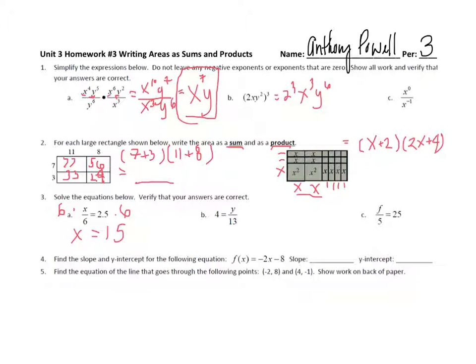Alright, number 4 says find the slope and the y-intercept for the following equation. f of x equals negative 2x minus 8. And it wants to know what the slope is and what the y-intercept is. Well, this is review, but just to refresh your memory, this is in the y equals mx plus b form, where m equals your slope and b equals your y-intercept. So, what's m and what's b here?